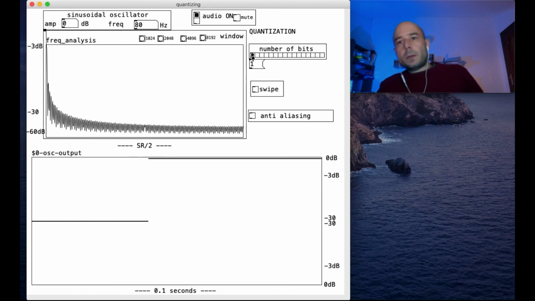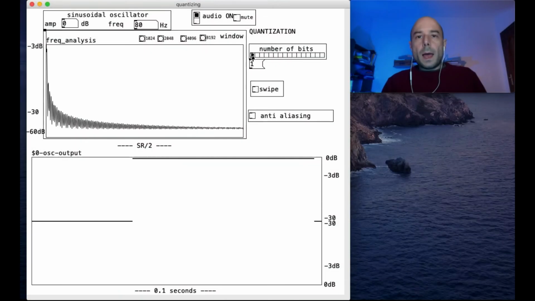When I reach the minimum quantization level, I generate a square wave with a DC offset, and this is the typical sound of some old-style digital synthesizers like those used in some retro games. And now we can also hear the sound.